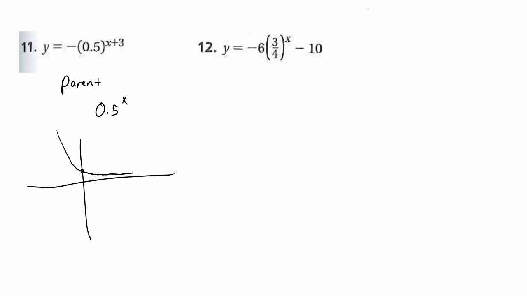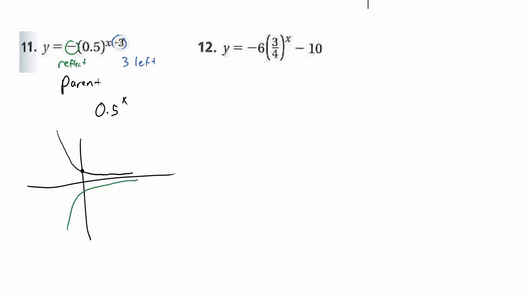Well, let's pick out first what each transformation does. What does this plus 3 do? Well, that's going to move it 3 units left. Well, what does this negative here do? You should know that that is going to reflect it. Some people say that it flips it. So instead of right side up, the decay function looks like this. If you put it upside down, the decay function will look like this.